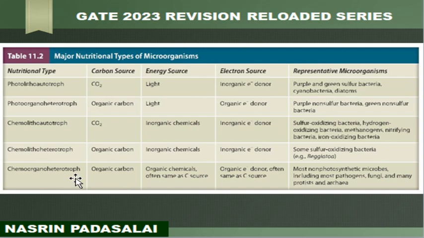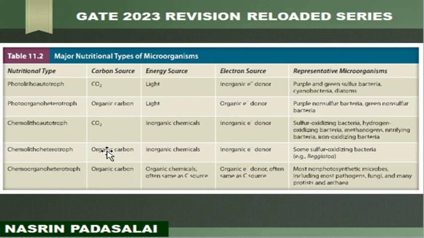The representative microorganisms for chemolithoautotroph are sulfur oxidizing bacteria, hydrogen oxidizing bacteria, methanogens, nitrifying bacteria and iron oxidizing bacteria. The electron source is an inorganic electron donor because all these organisms oxidize inorganic compounds like iron, sulfate and nitrate to derive both energy and electrons. So for chemolithoautotroph the electron source is an inorganic electron donor and the energy source is also inorganic.